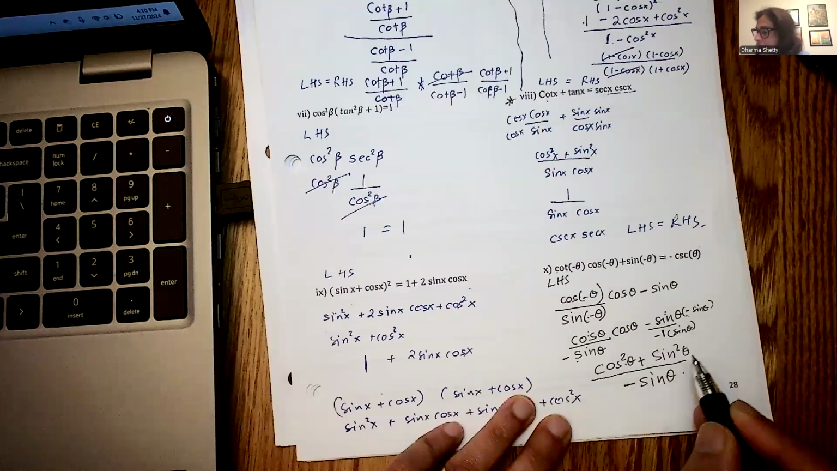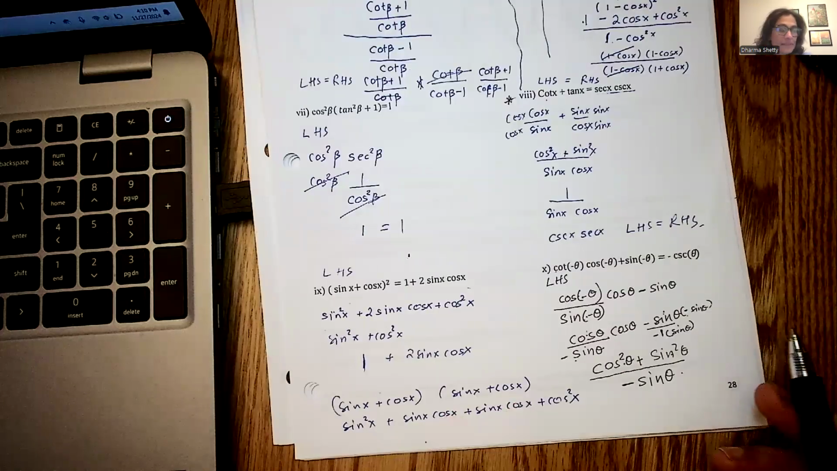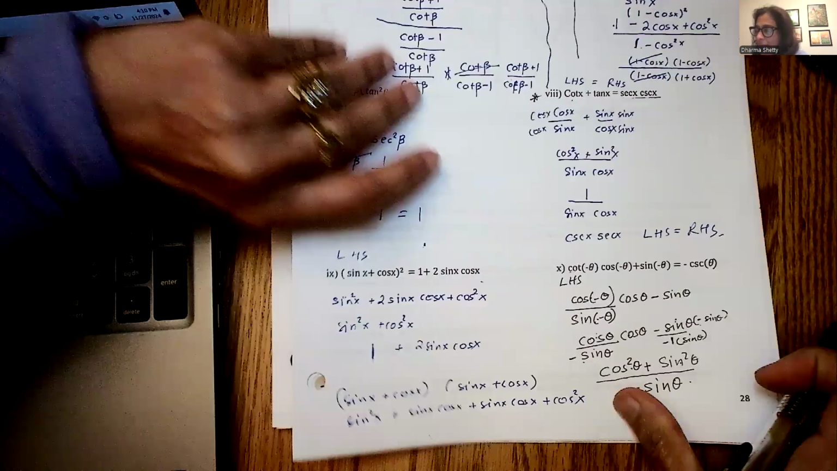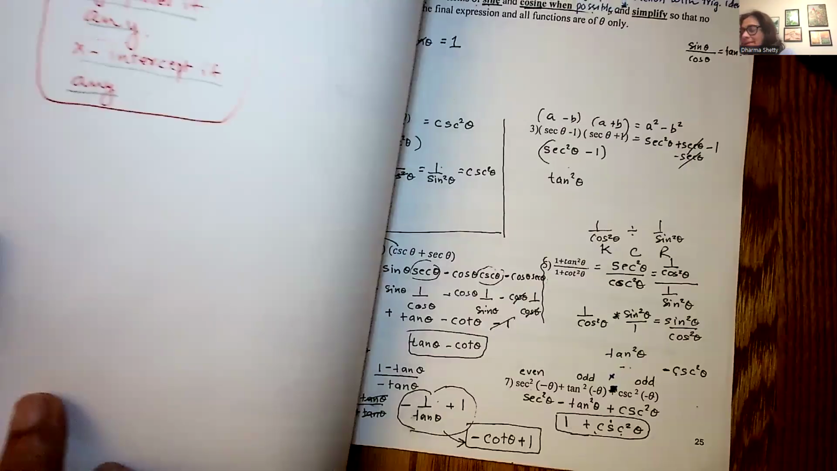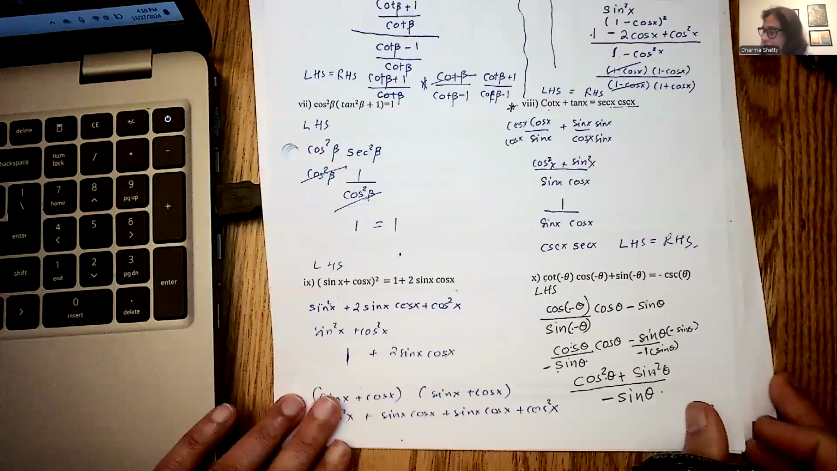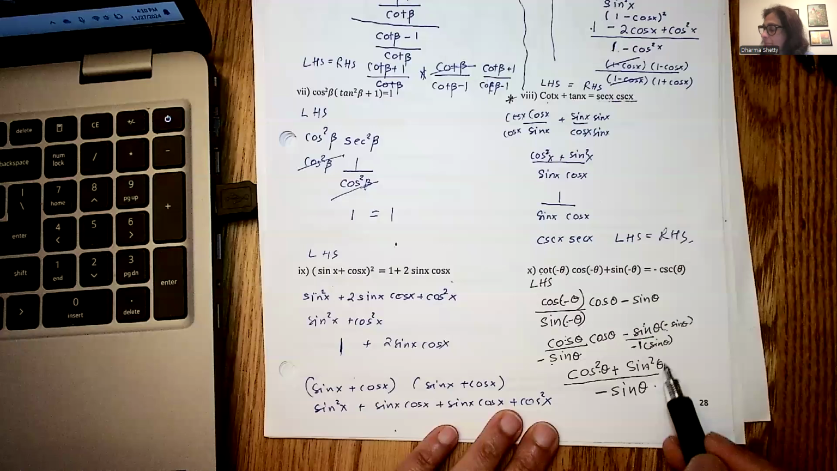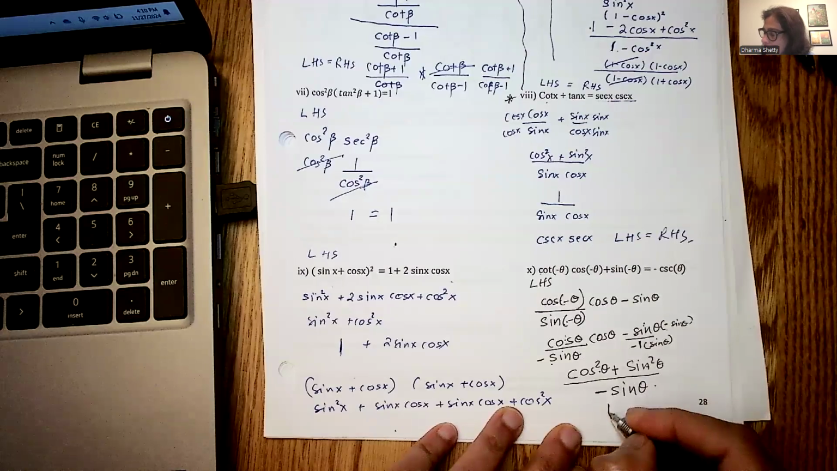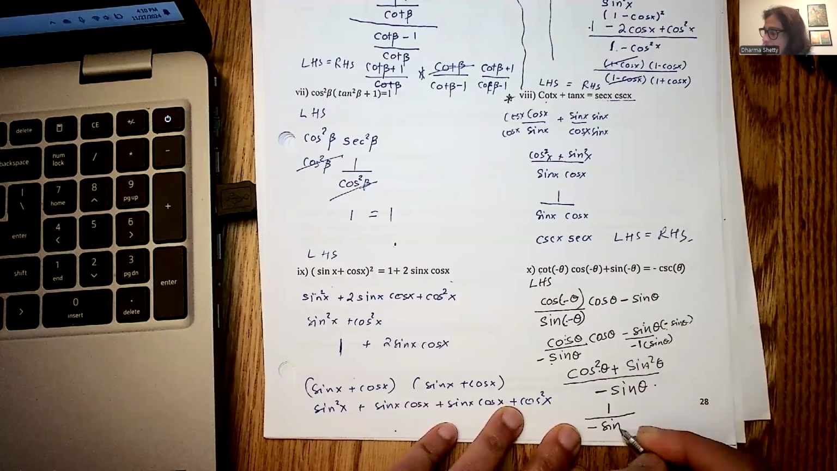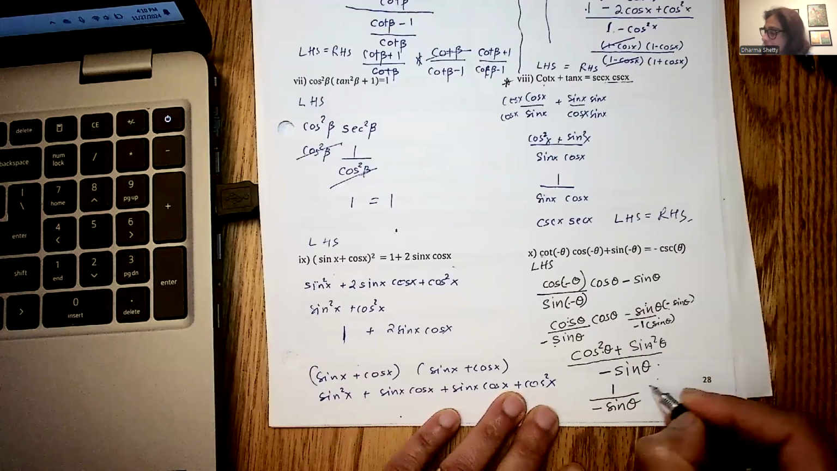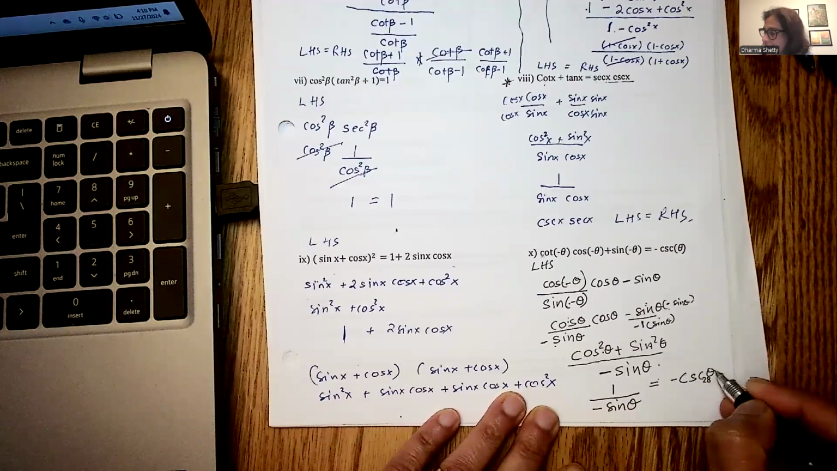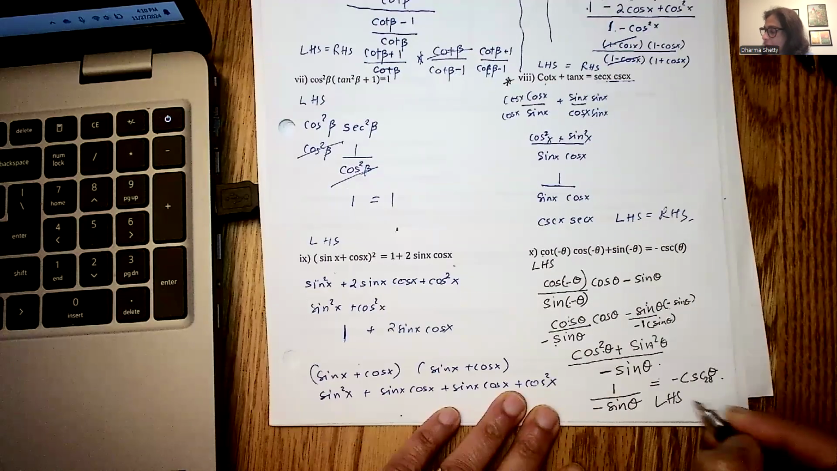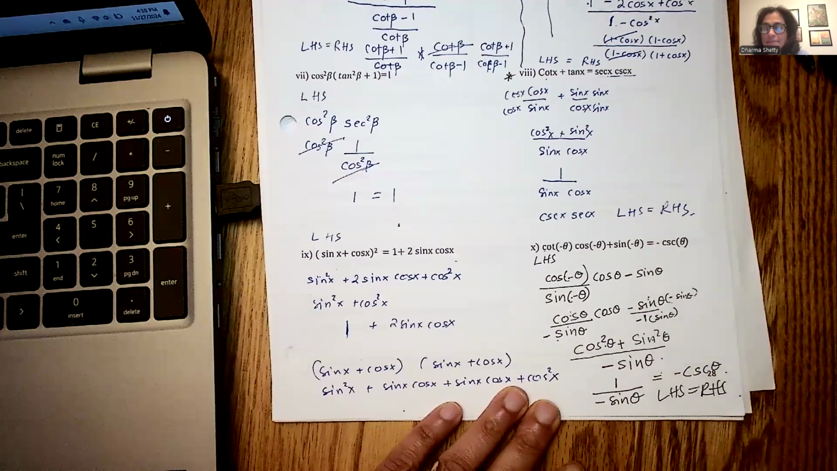Cosine squared plus sine squared theta is one of the Pythagorean identities, if you can remember: sine squared theta plus cosine squared theta equals 1. It's not there in my notes, but if you look at it, this is one of the Pythagorean identities, and this is equal to 1. So 1 over negative sine theta, which is the same as negative cosecant theta. So the left-hand side equals the right-hand side, and we are done. Okay.